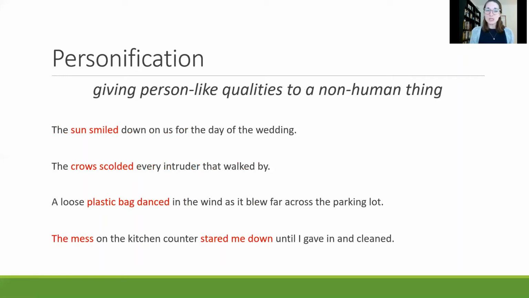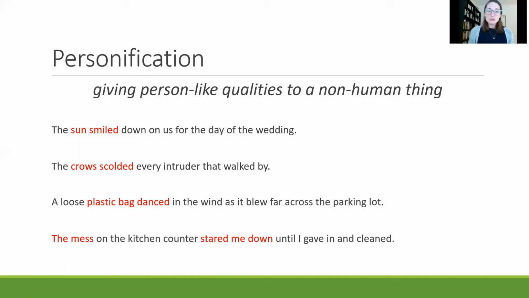Now, our next one is called personification, which is giving person-like qualities to a non-human thing. So for example, if I say the sun smiled down on us for the day of the wedding. Well, of course, a sun cannot smile, but we can imagine what that means. Obviously, smiles come with a certain joy and happiness. And on the day of a wedding, we'd hope for good, beautiful sunshine. So instead of literally meaning the sun had a smile like a human, we can imagine the sun's almost giving a gift to these people and happiness to them.